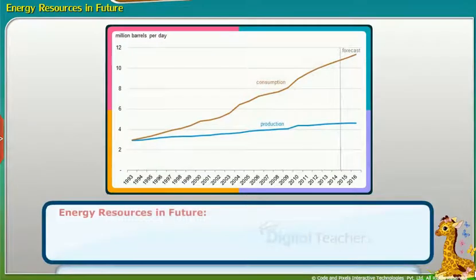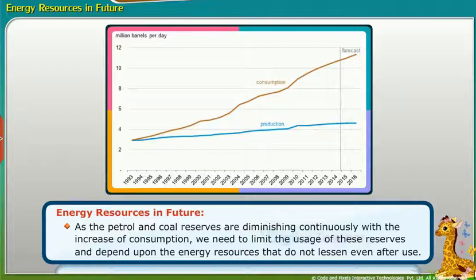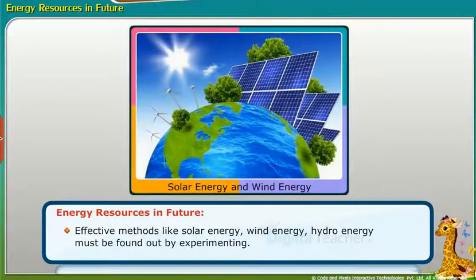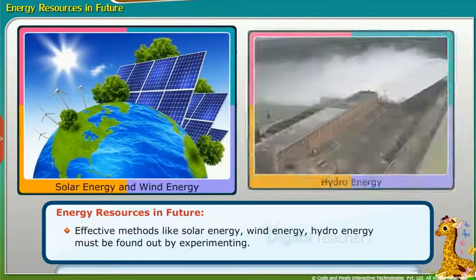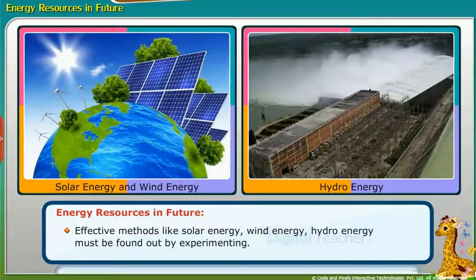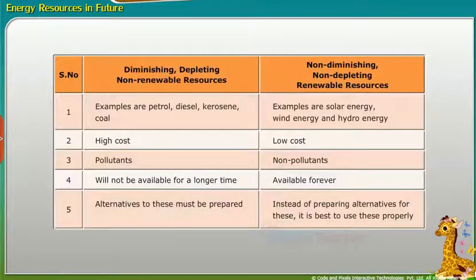Here, let us know the energy resources in future. As the petrol and coal reserves are diminishing continuously with the increase of consumption, we need to limit the usage of these reserves and depend upon the energy resources that do not lessen even after use. Effective methods like solar energy, wind energy, hydro energy must be found out by experimenting. The table on the screen gives information about the depleting non-renewable resources and non-depleting renewable resources.